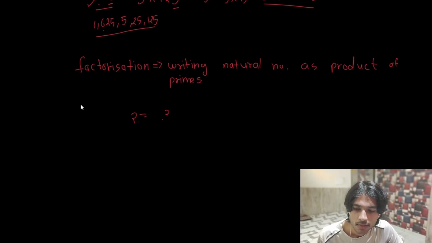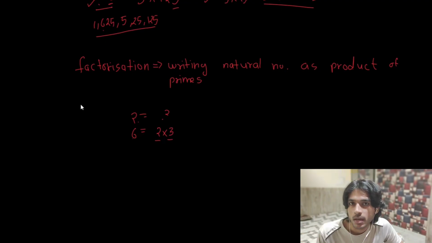But suppose 6, we have to factorize 6. So what will we do? We will simply write it as a product of prime numbers. Because we can write 6 as 2 multiplied by 3, and because 2 and 3 both are prime numbers, we have written 6 as a product of two prime numbers. When I say prime numbers, they don't need to be distinct. They can be equal, right?